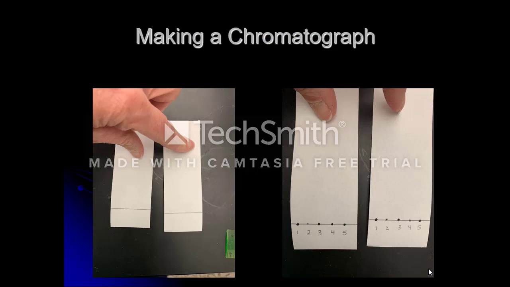So if you read the instructions on the lab sheet, it tells you to draw a line about 1 centimeter from the bottom of the chromatography paper. And you can see my hand there, so you can see about how wide the strips are. It's about 1.5 inches wide. And so I drew a little line on the 2 pieces of paper about a centimeter from the bottom. And then I took each of the 5 pens and I drew a very small dot on each of the strips. And I spaced them out so they won't overlap each other. Okay, so that was step 2.